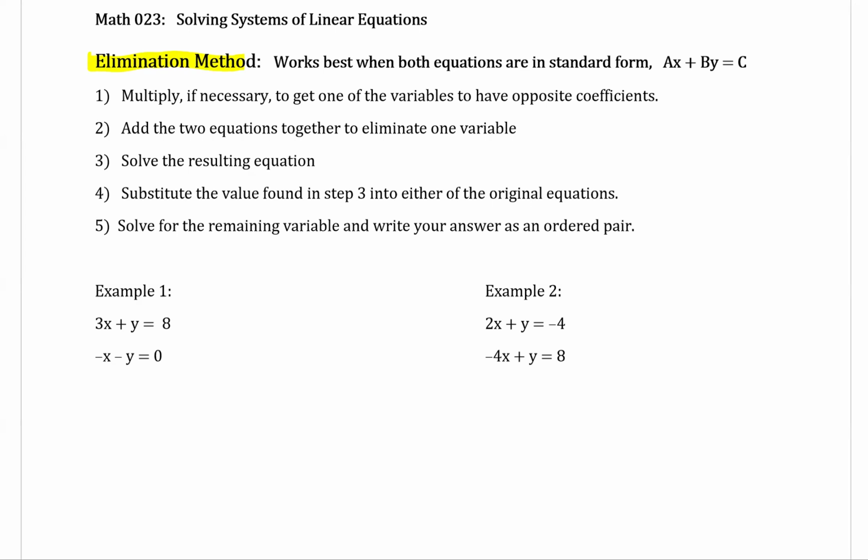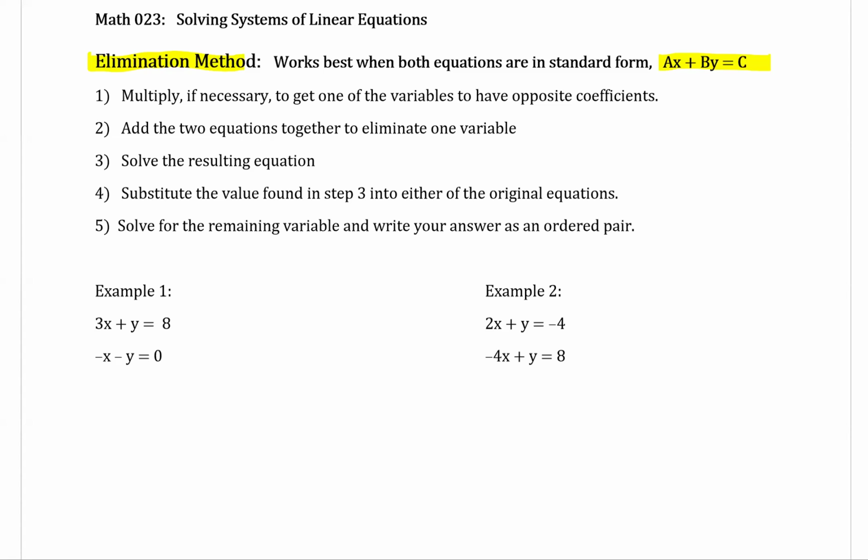Elimination works best when both equations are in standard form, ax plus by equals c, which basically means x and y are on the same side. The steps: multiply if necessary to get one of the variables to have opposite coefficients.